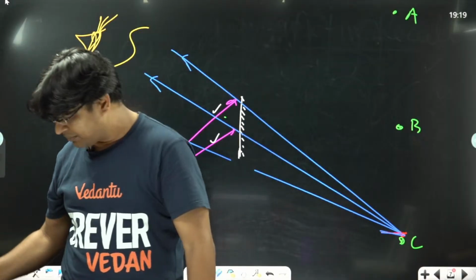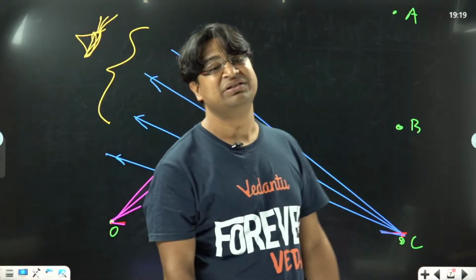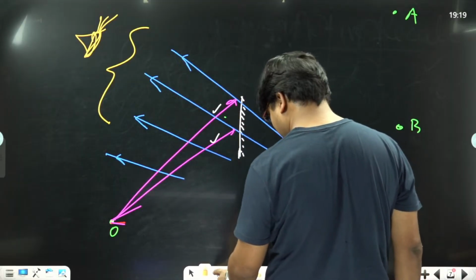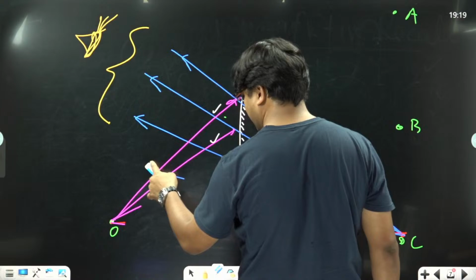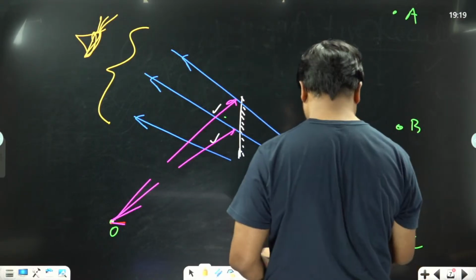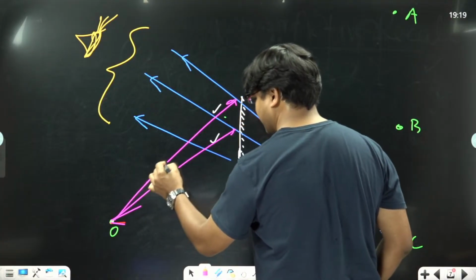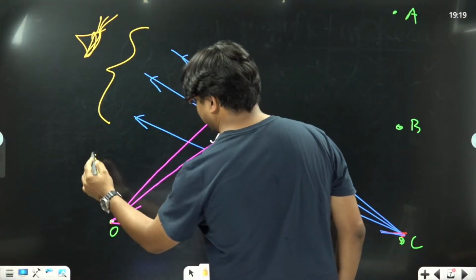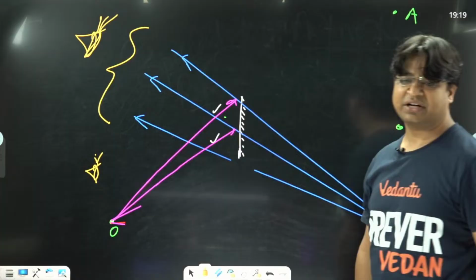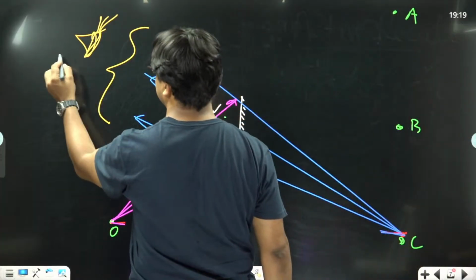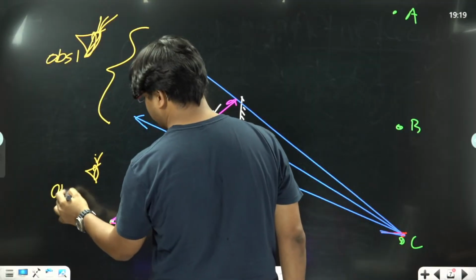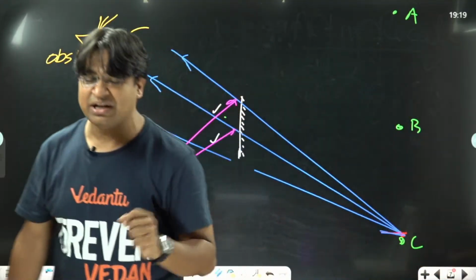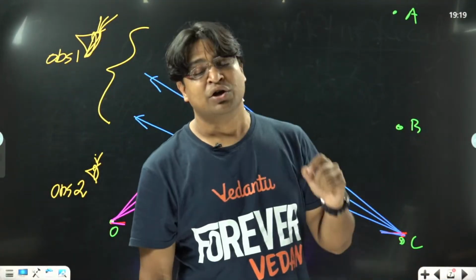Reflected rays will enter my eye, and therefore I will be able to see the image. But if a person is trying to look from, just a minute, I'll complete the figure. Let's say a person has his eyes somewhere here, then the person is not receiving any reflected rays. Let's call this observer 1 and this observer 2. Observer 2 will not be able to see the image. So the condition to see the image is that the reflected rays should enter the eye.